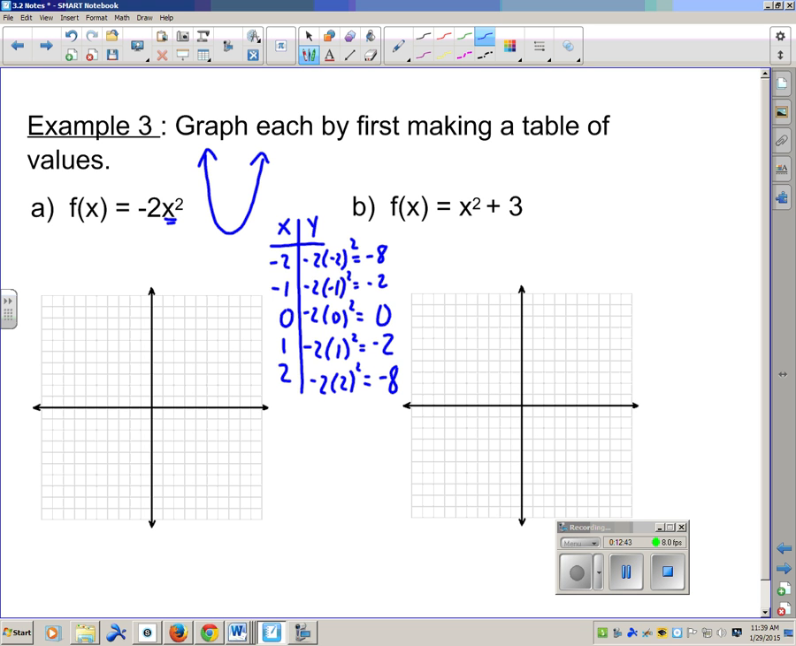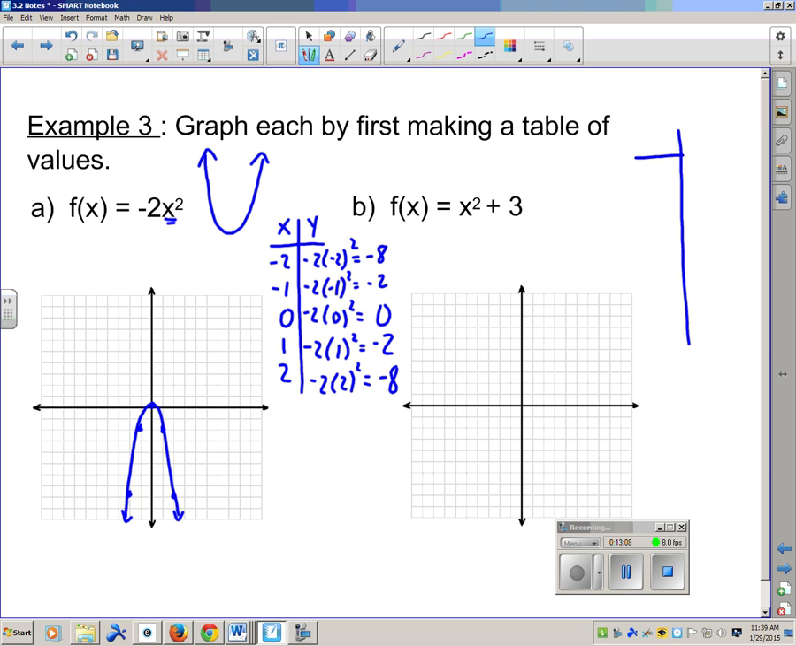So let's plot this. -2, -8. And we've got -1, -2. And then we got 0, 0. And then we got 1, -2. And then 2, -8. Again, connect it like a parabola, so it's got to be rounded there toward the top. It's upside down, but it's a parabola.